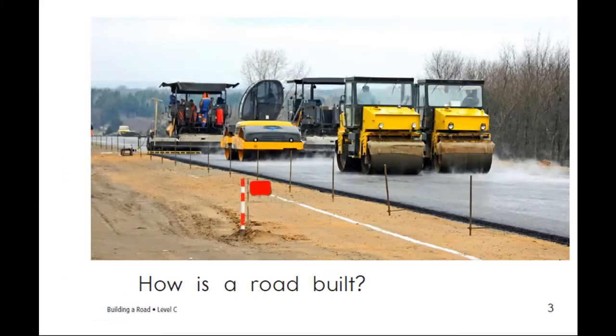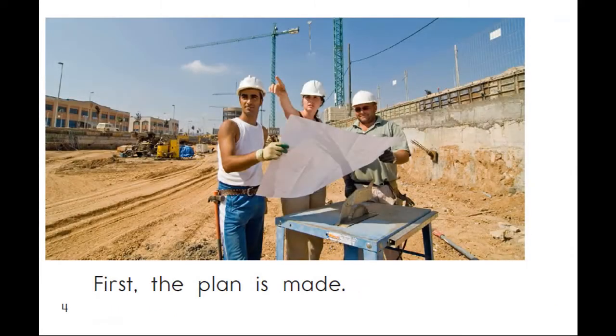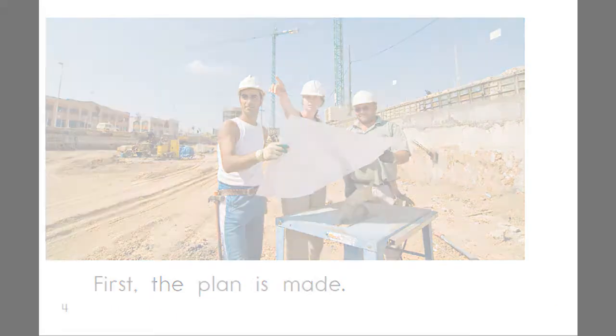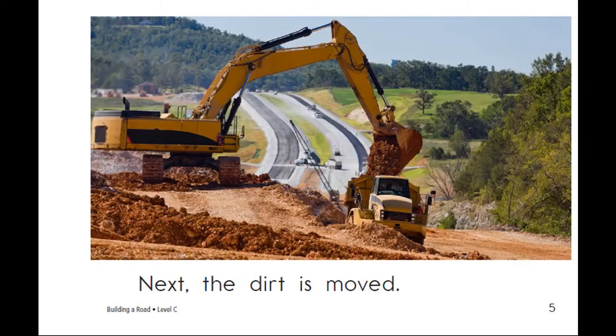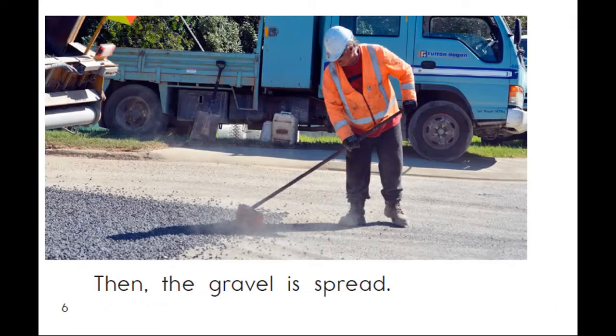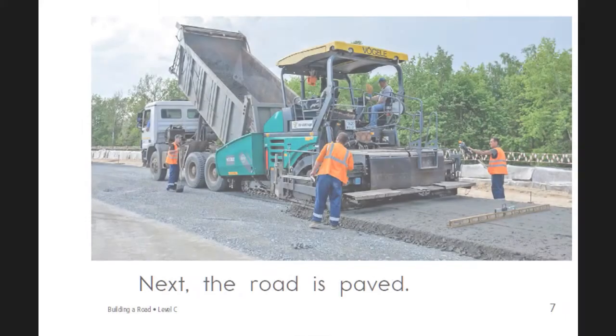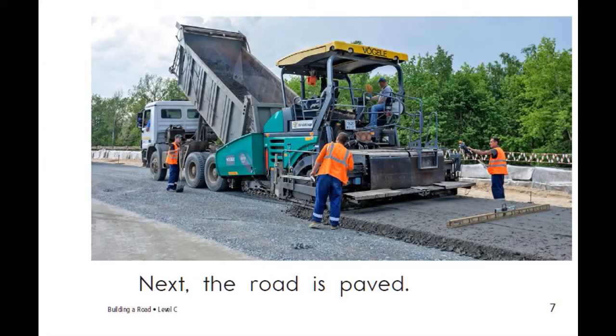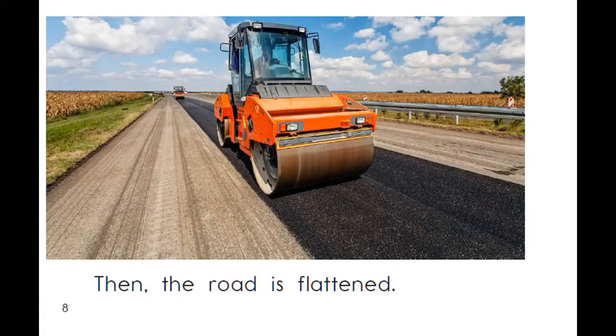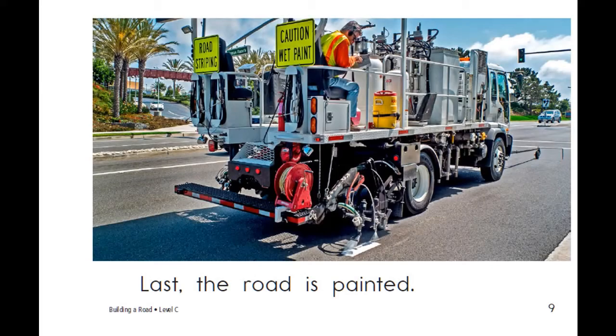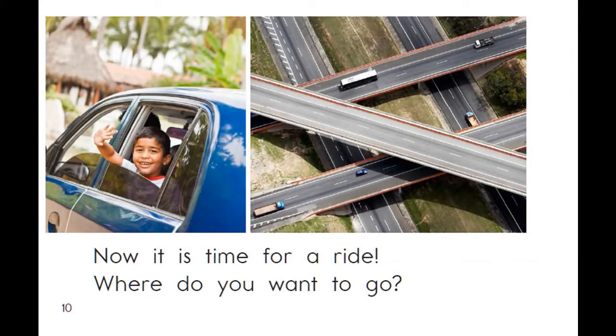How is a road built? First, the plan is made. Next, the dirt is moved. Then, the gravel is spread. Next, the road is paved. Then, the road is flattened. Last, the road is painted. Now it is time for a ride. Where do you want to go?